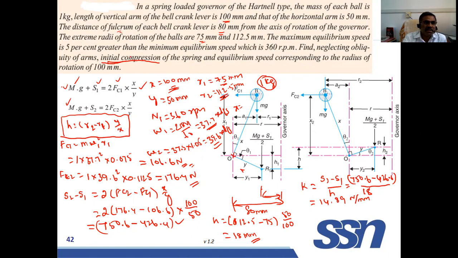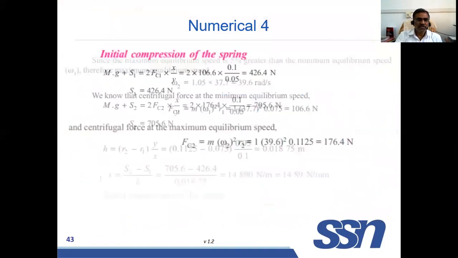Now we can find the initial compression. So initial compression is equal to S1 by K. If you put it, it will give 28.6 millimeters. This will be the initial compression. So at this position, how much was the spring compressed? So this is the way you can solve this problem. Everything is given here.